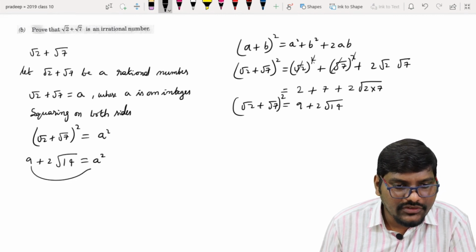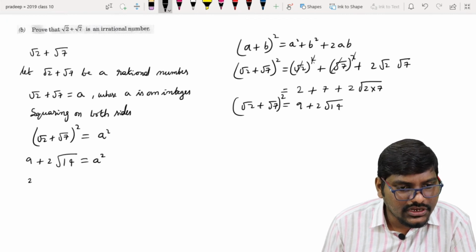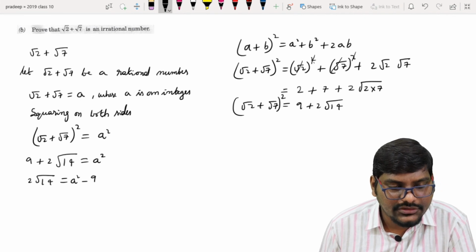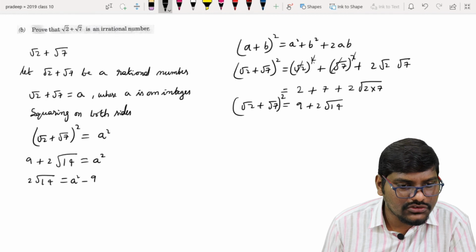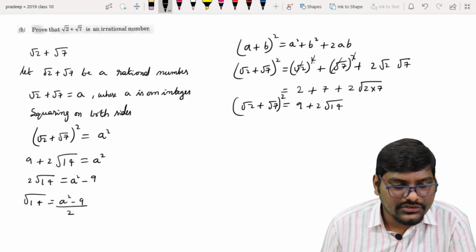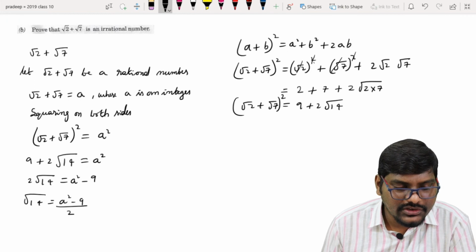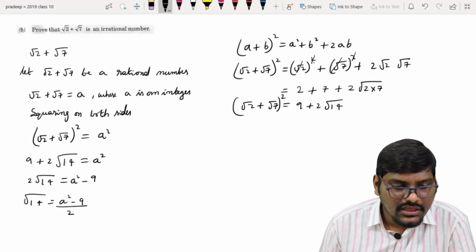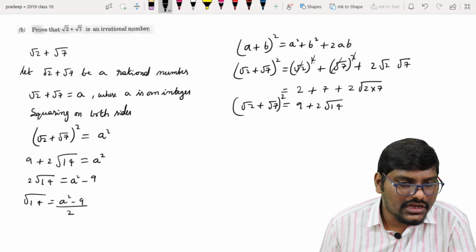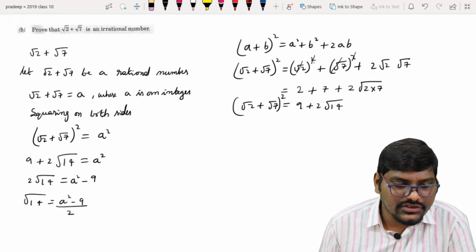So now this 9, if I send it to the other side, I'll get A square minus 9. I'll keep 2 root 14 here and send only 9 to the other side, so it becomes minus 9. If I send this 2 also to the other side, root 14 equals A square minus 9, and the 2 will go and divide on the other side. So now we can see root 14 is equal to A square minus 9 by 2, where all this is an integer. So this root 14 is also an integer.